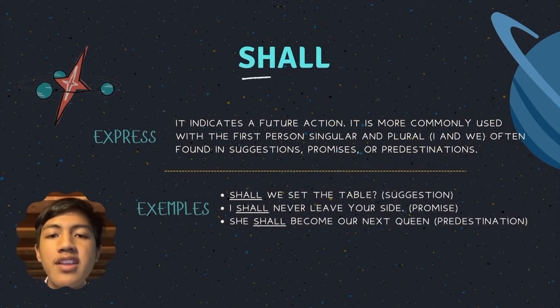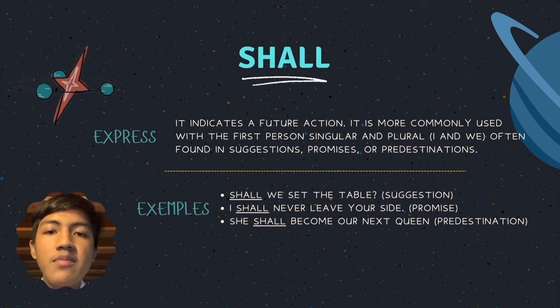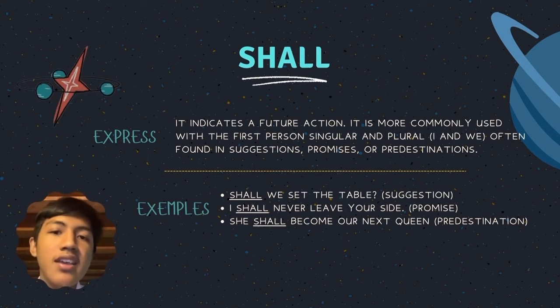Hi, it's me again. I'm here to explain about shall in modal verbs. It indicates a future action. It is more commonly used with the first person singular and plural, I and we, often found in suggestions, promises, or predestination. I have examples here. 1. Shall we set the table? It's a suggestion sentence. 2. I shall never leave your side. It's a promise sentence. And then 3. She shall become our next queen. It's a predestination sentence.